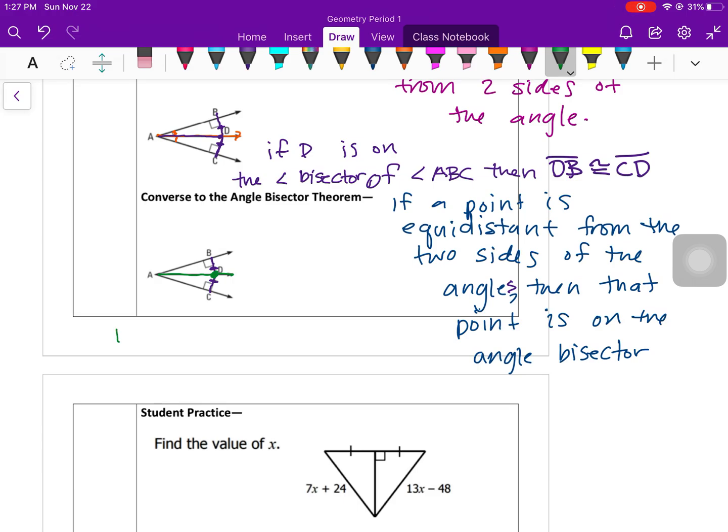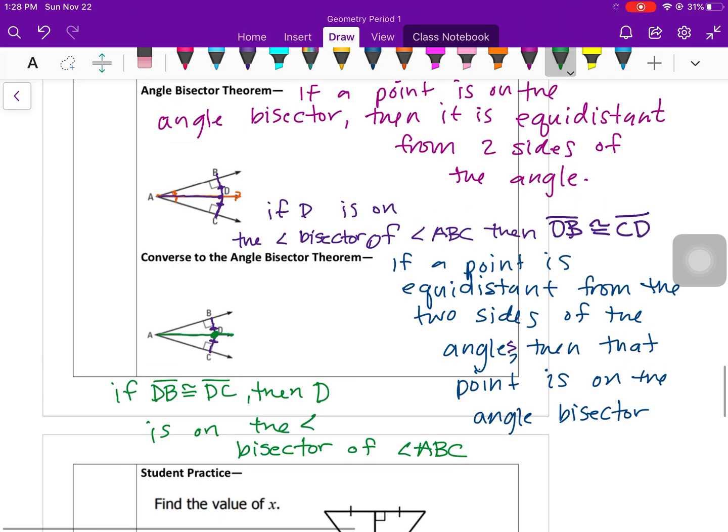So what can we write down? If DB is congruent to DC, then D is on the angle bisector of angle ABC.